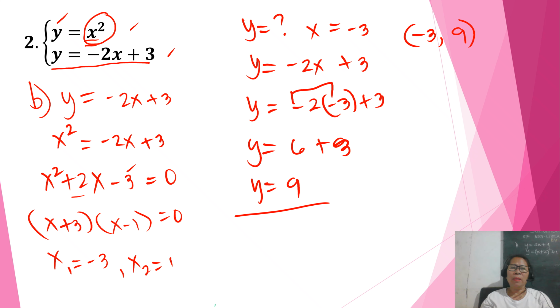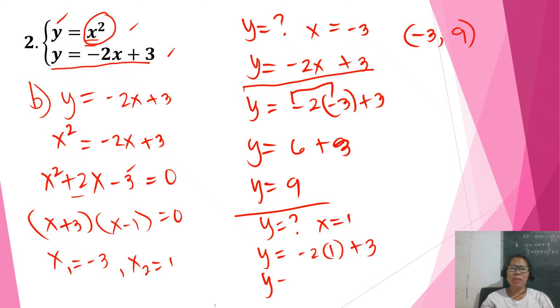What will happen to the value of y if x is equal to positive 1? We have the second equation, y is equal to negative 2 times 1 plus 3. So y is equal to negative 2 times 1, which is negative 2, plus 3. Thus, y is equal to positive 1. Therefore, the second ordered pair will be: if x is 1, then y is 1.